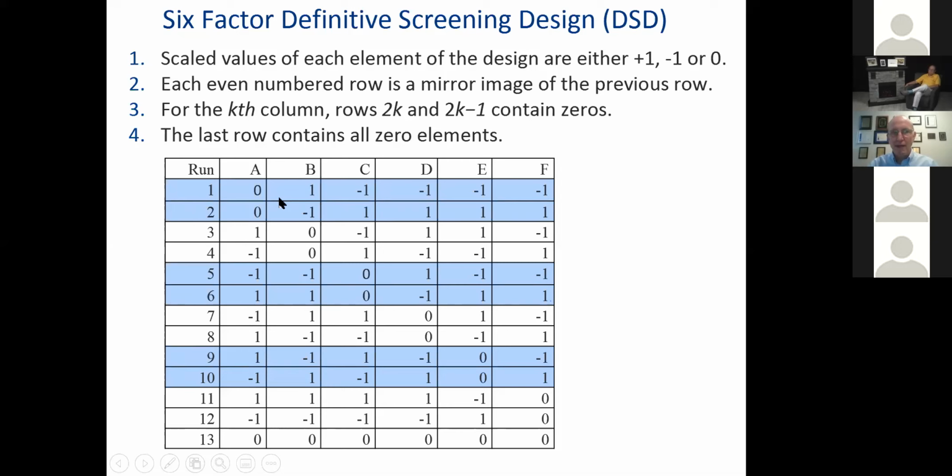Another thing that we can observe from this design is that in every pair of runs, one of the factors is at its central level for that pair. So in the first pair of runs, A is at its central level. In the second pair, B is at its central level, and so on and so on. That's this thing here, and the fact that you have a center run at the bottom allows you to estimate all the quadratic effects of all the factors.